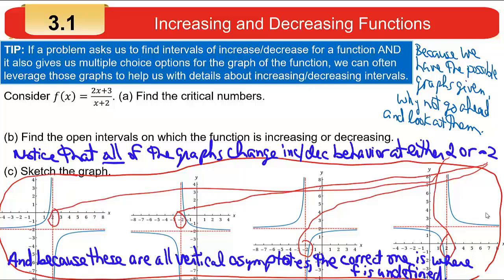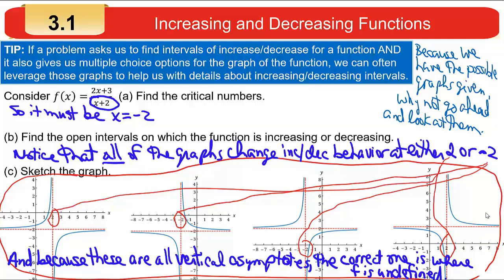Now, those are vertical asymptotes on the graphs, and you studied that back in your pre-calculus course, and you know those vertical asymptotes come from places where the denominator of a rational function is equal to 0. So thinking back, you can see that the denominator of x plus 2 is going to be 0 at x equal -2, so the vertical asymptote is at -2.